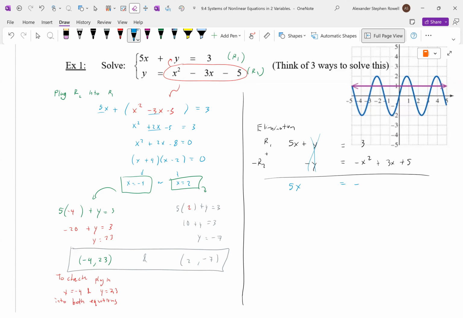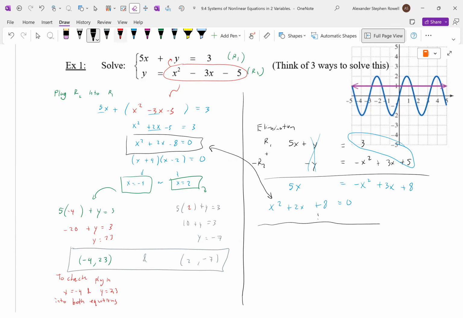5x is equal to -x squared plus 3x plus 8. And we have the same quadratic. X squared plus 2x plus 8 is equal to 0. So we'll get the same solutions. It's all the same way from here. All right, any questions about this?